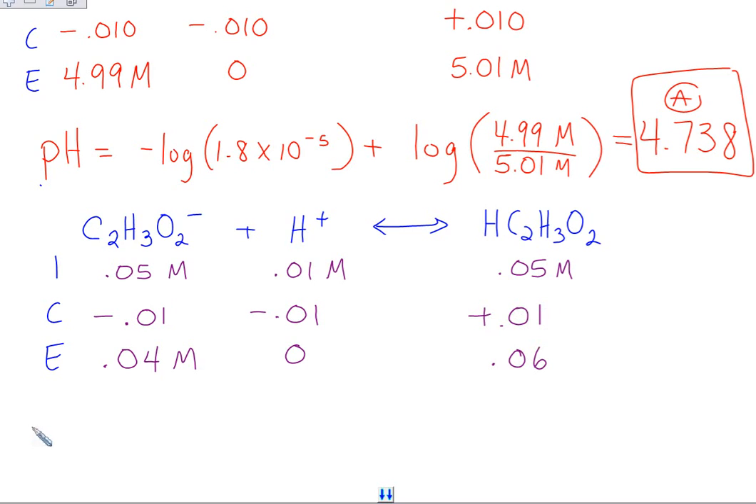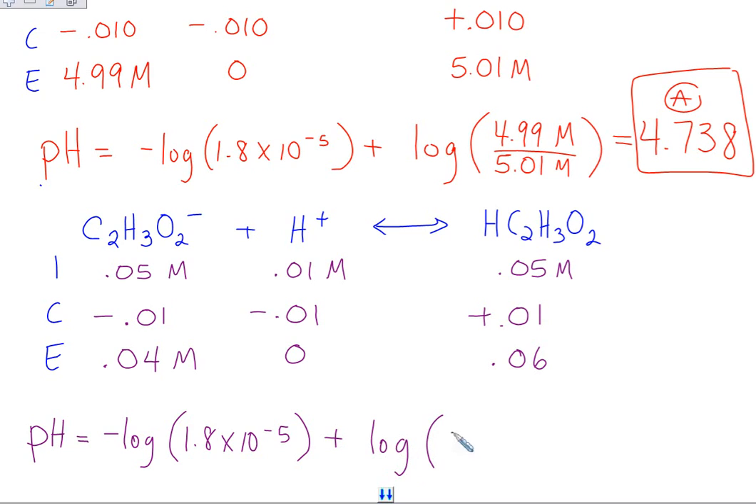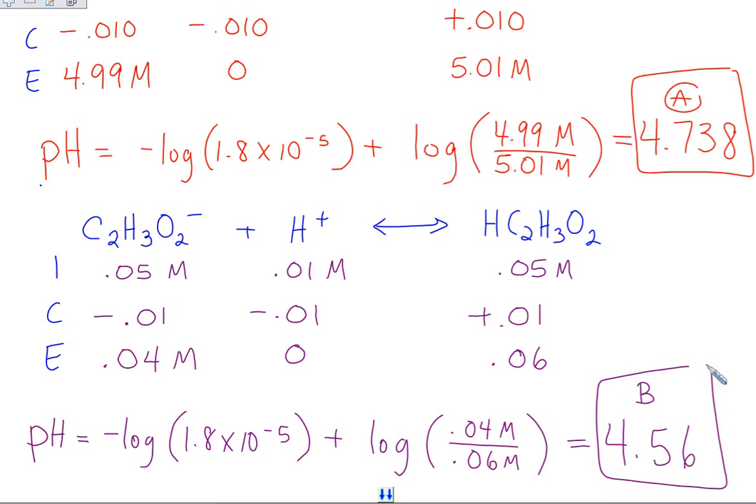All right, let's do the new pH. Opposite log. The Ka value, 1.8 times 10 to the negative 5th, plus the log. Ooh, these are different. The conjugate, 0.04 over the neutral particle, 0.06. So plug that in my calculator. I get a little bit more of a change this time, 4.56 for solution B. I mean, it's still not bad.